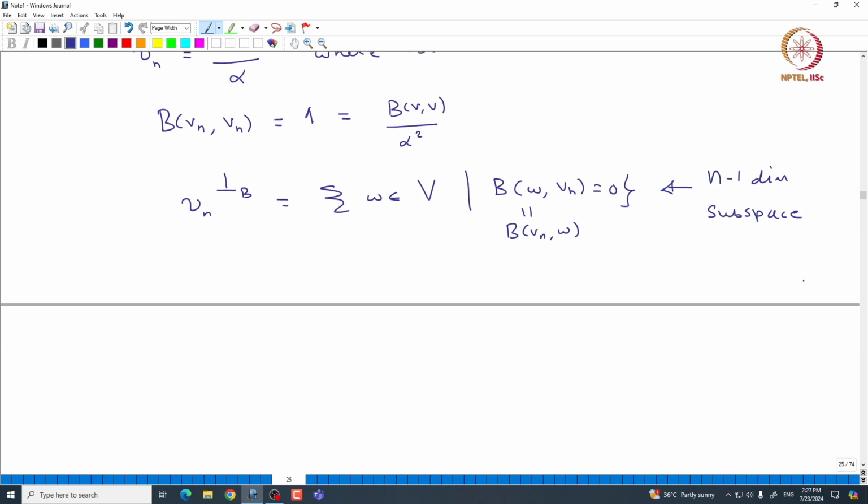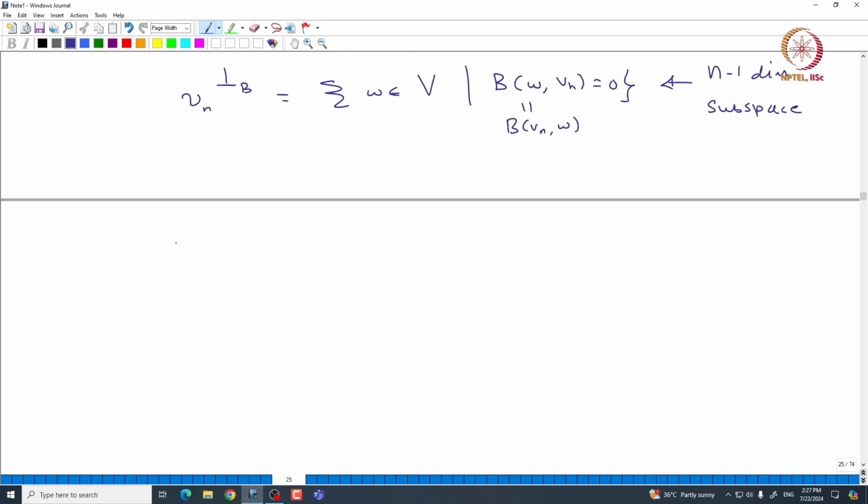Not only that, when you restrict B to this Vn perpendicular, let us call it W, the restriction of B to this W is again non-degenerate. That is because we are looking at the perpendicular of Vn with respect to B. Okay, this is easy to see. So, now we have this non-degenerate, again symmetric form. The restriction will be symmetric again. So, you have a symmetric, non-degenerate form on W.